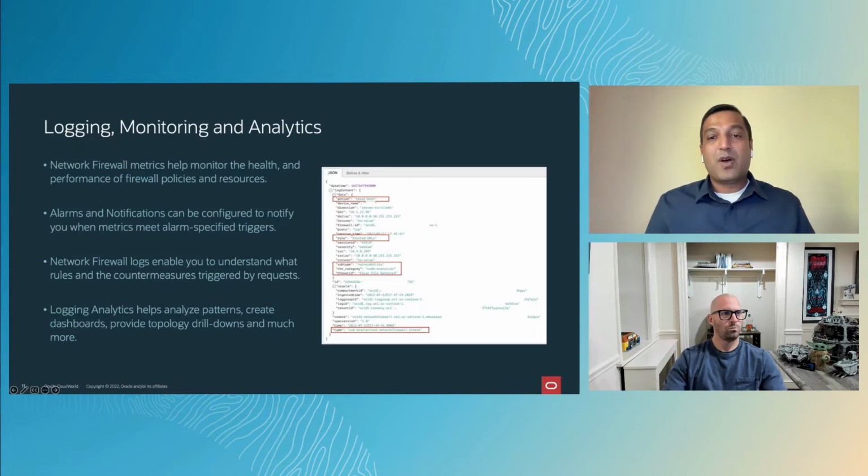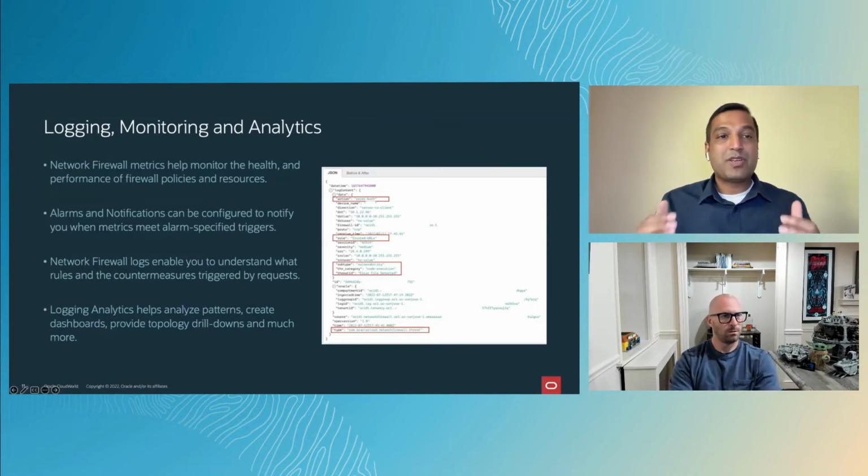Our OCI Network Firewall is natively integrated with the OCI platform, including our platform services like logging, monitoring, and logging analytics. We support a rich set of metrics that allows you to monitor the health and performance of the firewall instance and the associated policies. With these metrics, you can also configure alarms and notifications that are triggered when it meets a user-specified threshold.